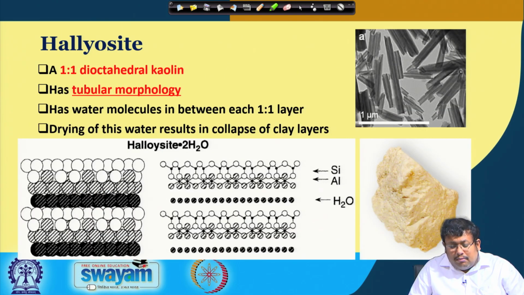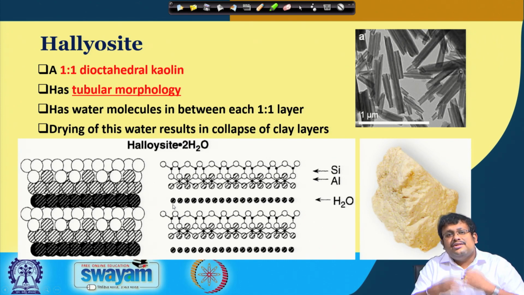So, another important mineral is called halloysite, which is a 1:1 dioctahedral kaolin, and this has a structural unit similar to what we have seen in case of kaolinite. However, the only difference is it has got interlayer water molecules. So, basically there is a layer of water molecules in the interlayer space in between this 1:1 layer.